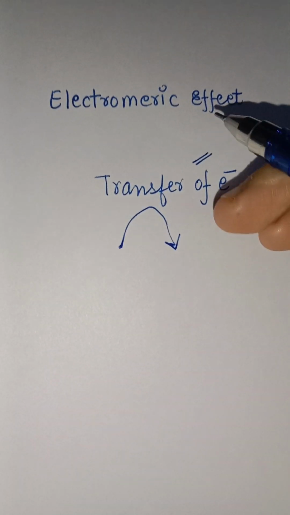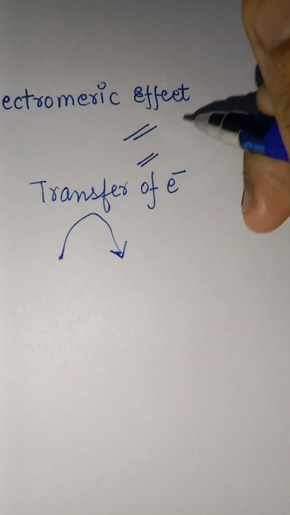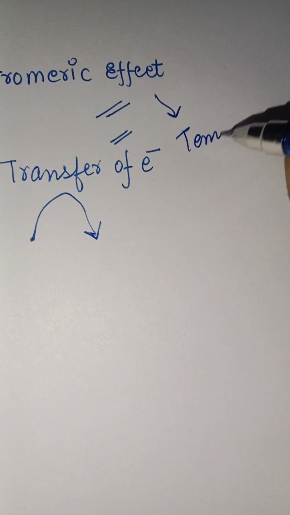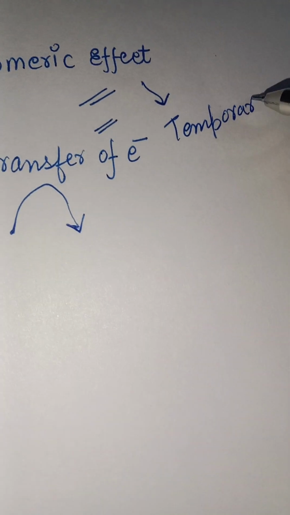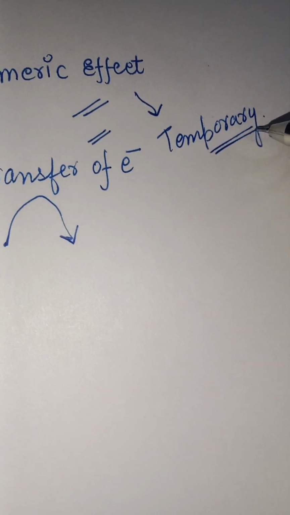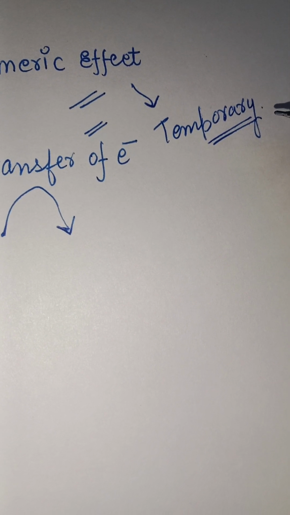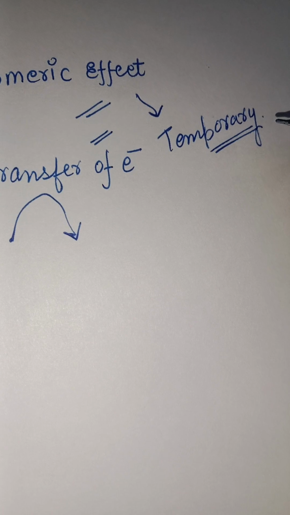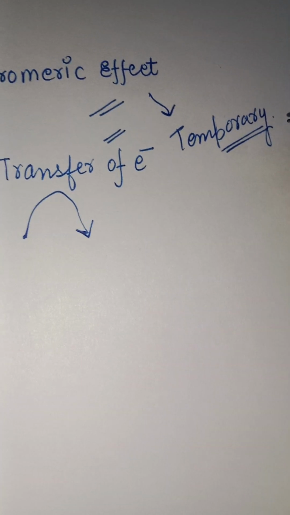You should know that this electromeric effect is basically a temporary effect. It won't happen for a longer run. Just for a short interval of time it will take place, and then you might see some other changes which are taking place in the entity.